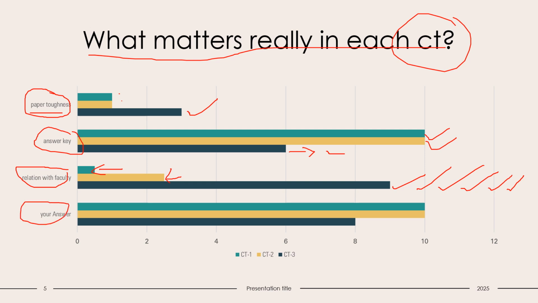Next, your answer. It'll matter always, it's almost obvious. But again, in CT1 and CT2, there is no escape. In CT3, you can go a little bit lenient. The faculty goes lenient. So again, one, then two, and then back to three.